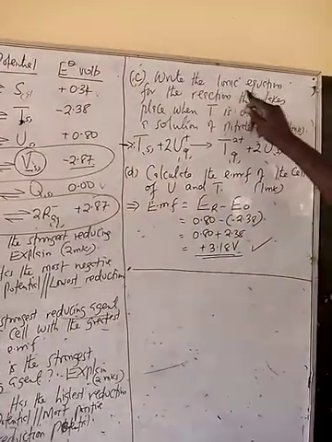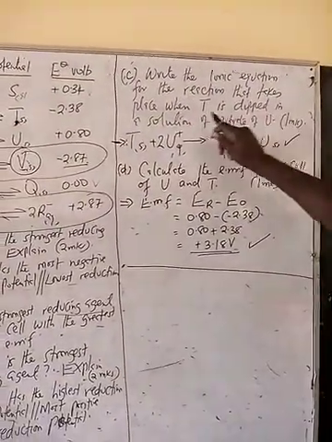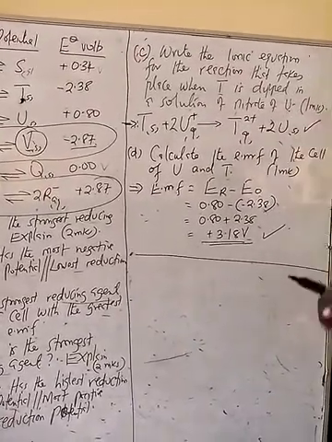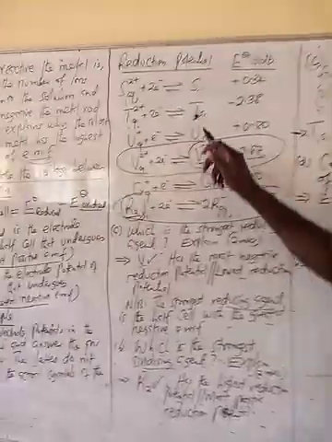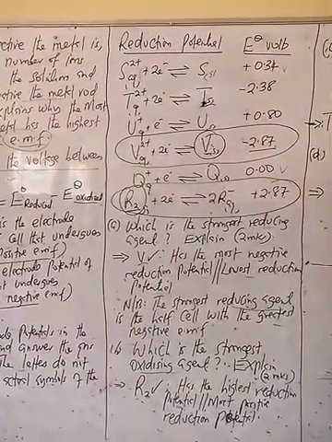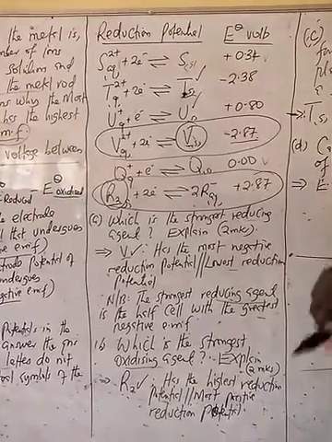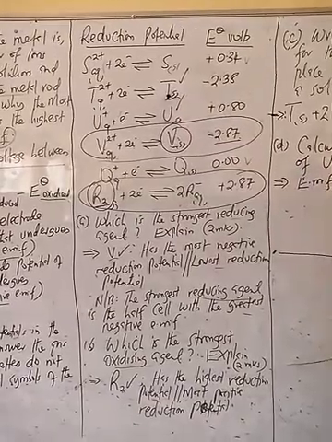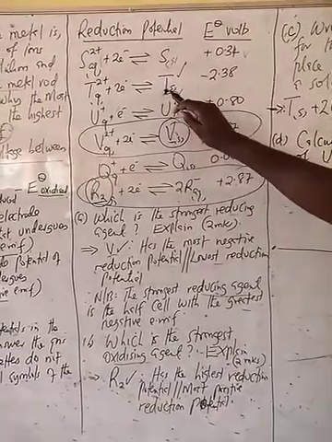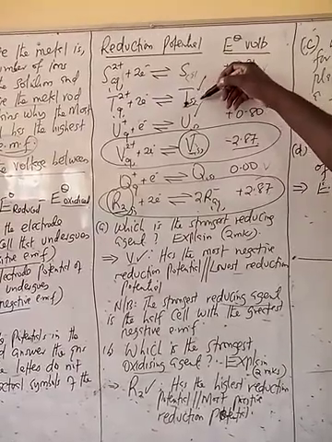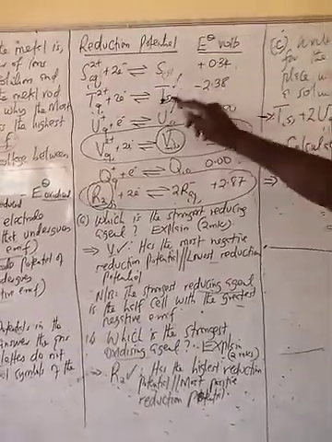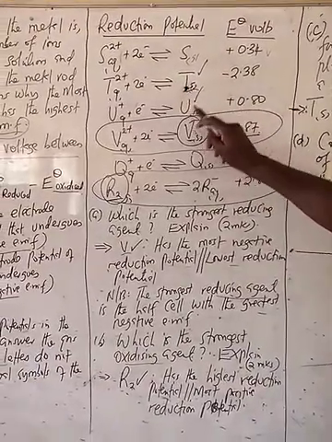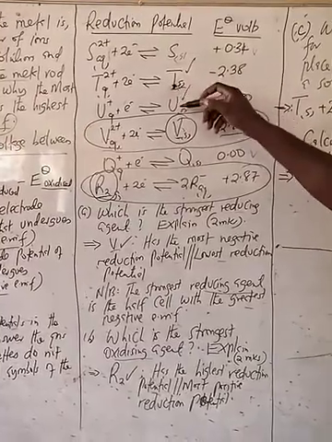Write the ionic equation for the reaction that takes place when T is dipped in a solution containing U ions. If you look at T and U, it means that T is more reactive than U. T undergoes oxidation more than U. When you dip T in a solution containing ions, T will lose electron most readily. It undergoes oxidation more than U because it's going to lose electron faster than U.